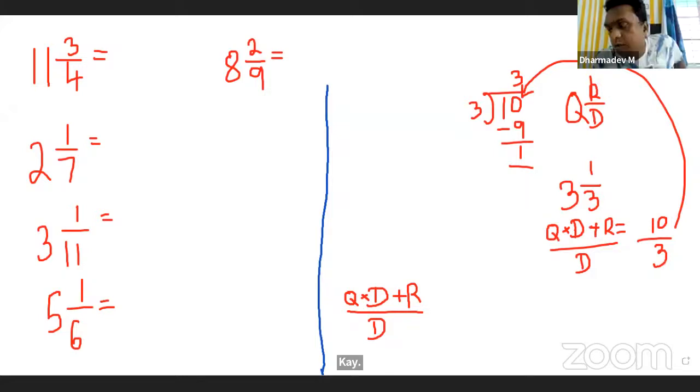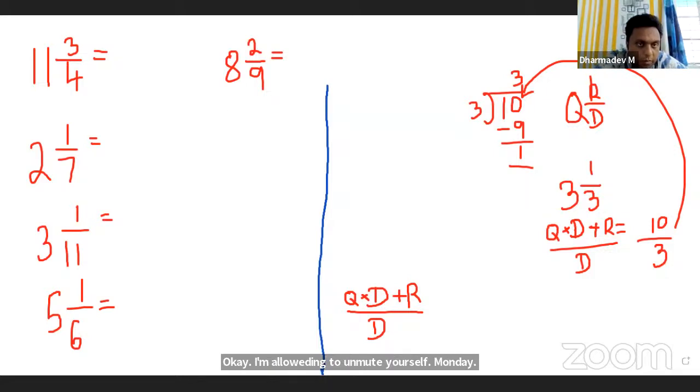Zabon, may I know what's your doubt? Zabon. Can you type it? Do you have any doubts, Zabon? You have raised your hand. Zabon, do you have any doubt? Okay, I'm allowing you to unmute yourself. Only Zabon. You can unmute yourself, yes.